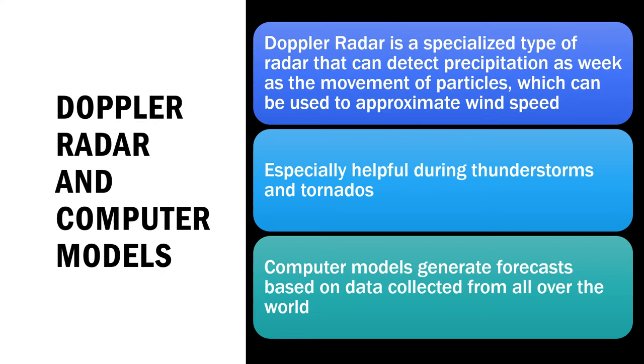Finally, Doppler radar and computer models. These are what we now rely on because this is where technology has advanced us to. Doppler radars are a special type of radar that can detect precipitation as the particles are moving, which can then be used to approximate wind speeds and how quickly it's going to be moving and all that kind of fun jazz. This is super duper important for our region, especially when it comes to showing us where the major thunderstorms are going to be and if there's potential tornadoes that could come from it. So when we were in those tornado watches and storm warnings, it's because we were looking at our Doppler to see how it was moving from west to east.